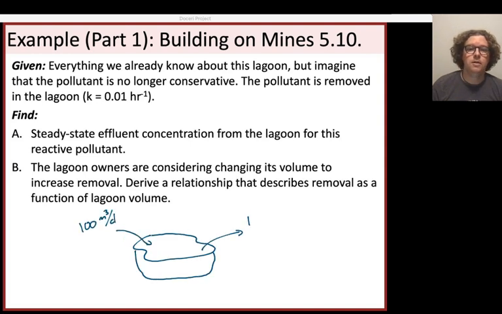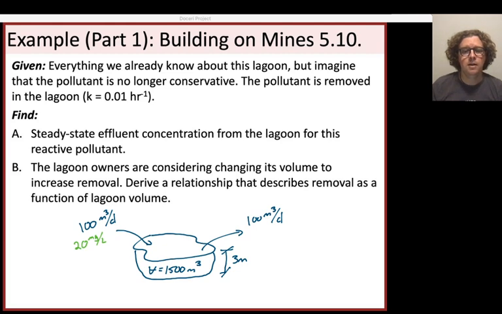Just to give you a reminder, we had a waste lagoon with 100 cubic meters per day flowing through it. We knew its volume and its depth, 1,500 cubic meters and 3 meters respectively, and an inflowing concentration of 20 milligrams per liter. And so the first thing we're going to do is stop from a conservative tracer or conservative pollutant that we were working with and ask, what happens if this thing's got a reactivity to it, or a first order rate coefficient of 0.01 per hour.